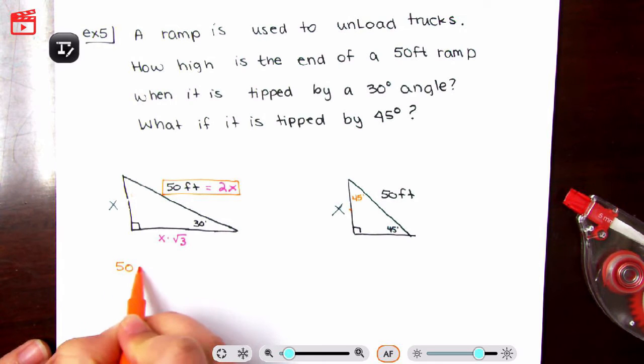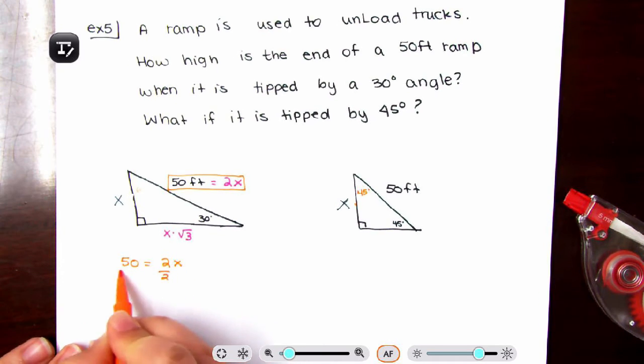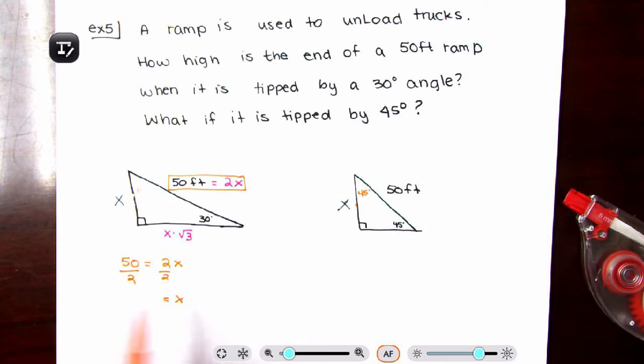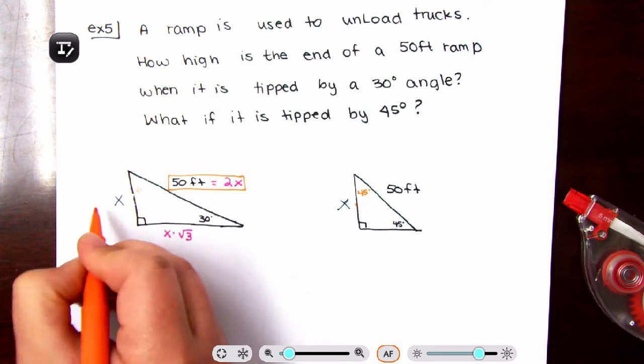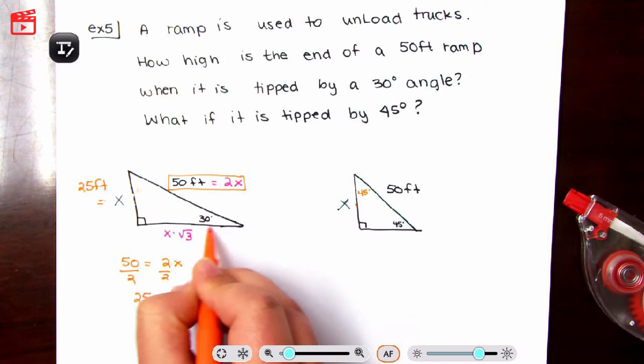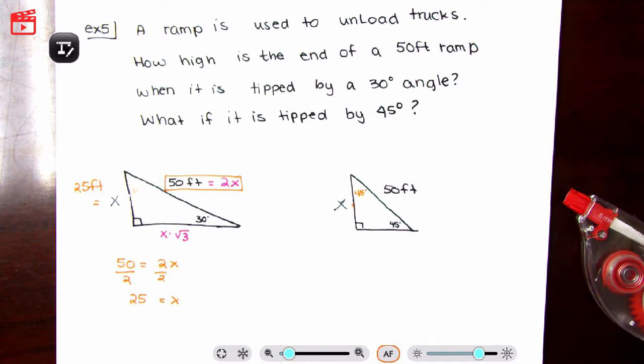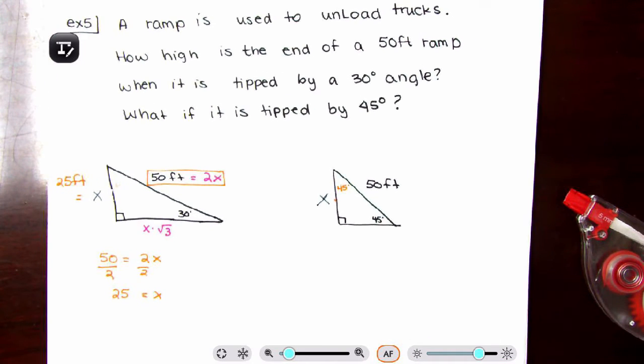So 50 is equal to x times 2. So that means I'm going to divide by 2, divide by 2. X is then equal to 50 divided by 2, which is 25. So the height, x, is 25 feet when you have a 30-degree angle. Now, what happens to the height if we tip the angle just a little bit more at 45 degrees?